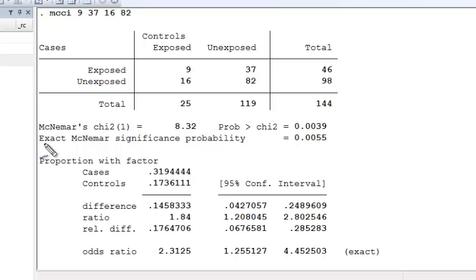If instead we decided to do an exact test, the results of the exact McNemar's test are on the second line. Using the exact test, we find a p-value of 0.006, and again we would reject the null hypothesis.